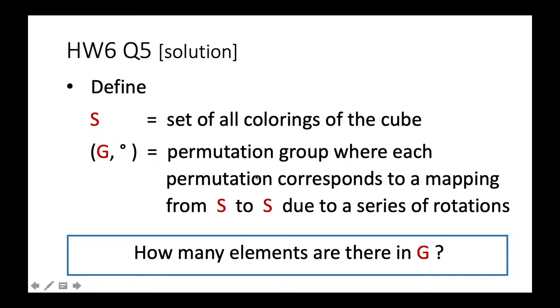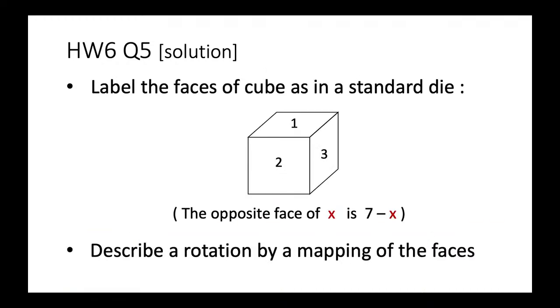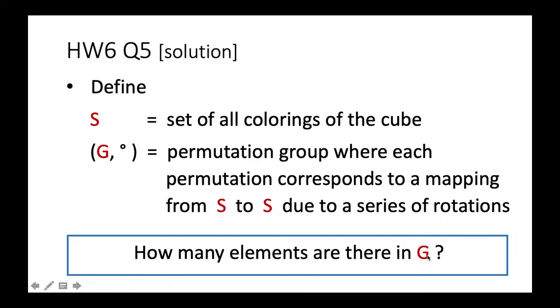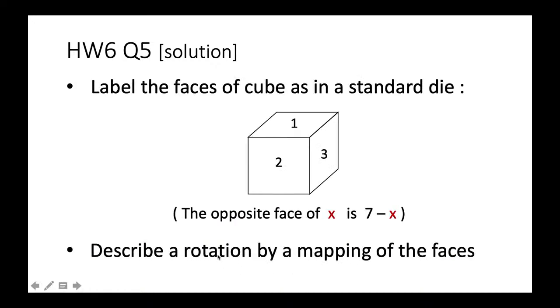So we want to apply Burnside, but before that, this is not that trivial, how many elements are there in this G? Okay, so let's consider how many items there are. One way to do so is, this is my way, you can have your own way. I first label the faces of the cube as in a standard die. So let's say I have a 1 here, a 2 here, a 3 here. The opposite face of 3 will be 4, the opposite face of 2 will be 5, and the opposite face of 1 will be 6. So the opposite face of x in general will be 7 minus x. Is that okay? And then each of the elements of G corresponds to a particular rotation of the cube. So we are going to describe a rotation by how the faces are changed after the rotation.